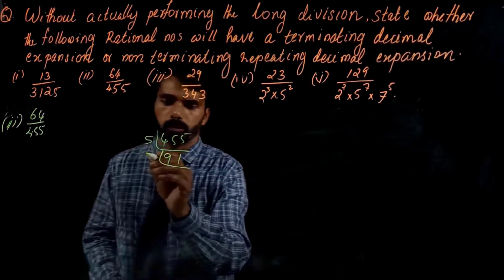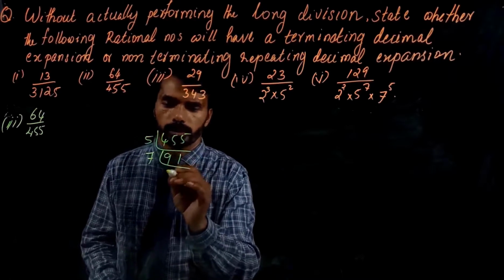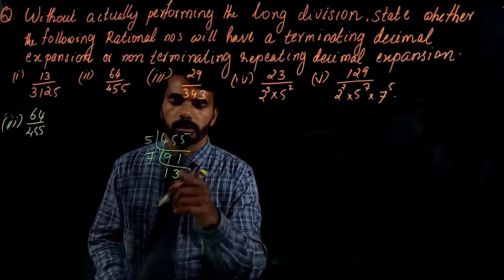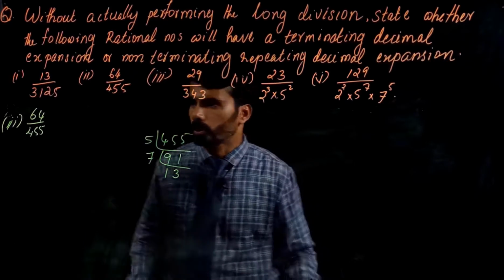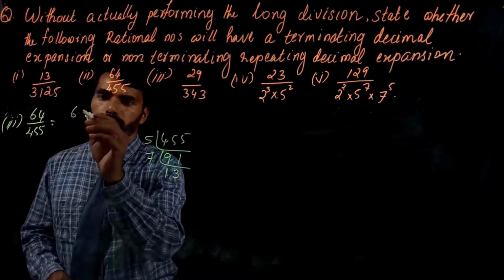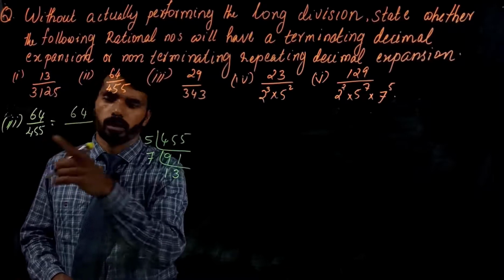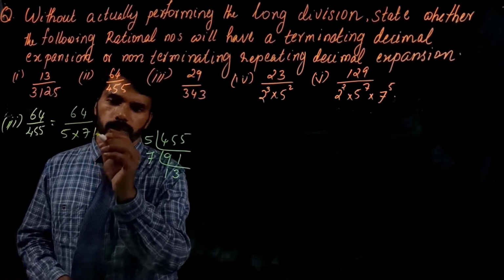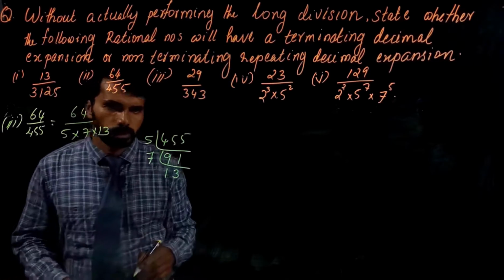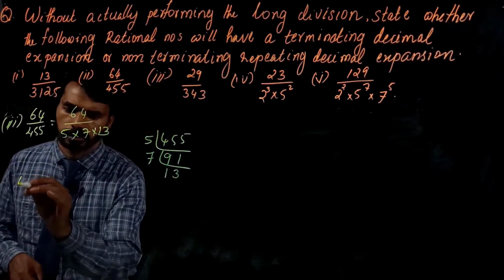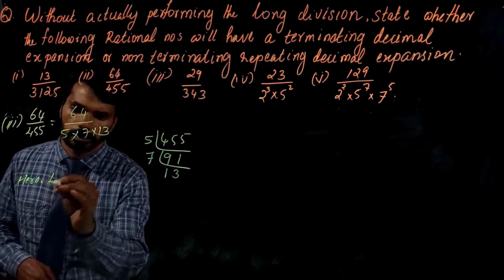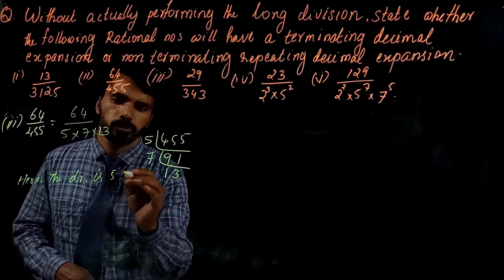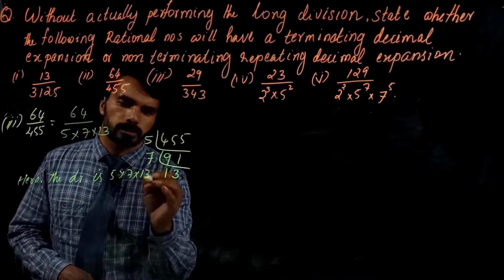So let us take the next one, 7. In 91, 7 goes 13 times. 13 is prime. So it can be written as 64 divided by 455 is equal to 5 into 7 into 13. So here the denominator is 5 into 7 into 13.